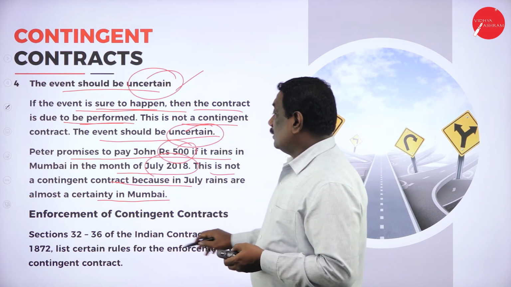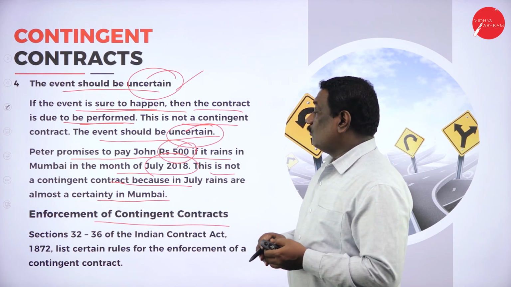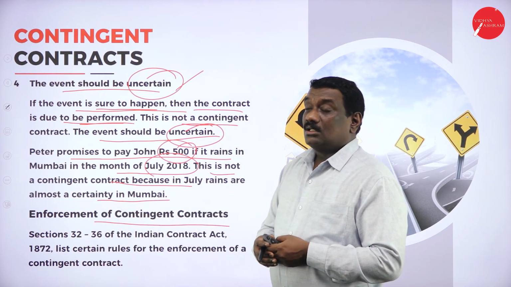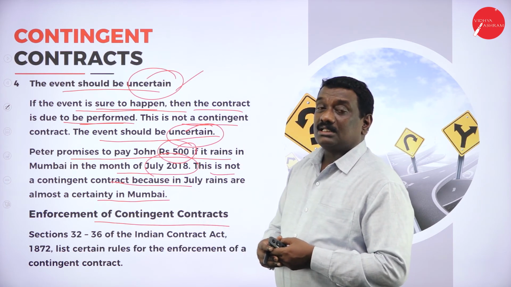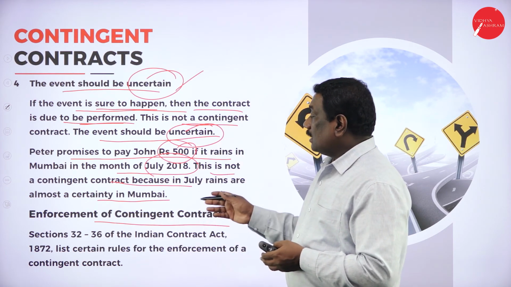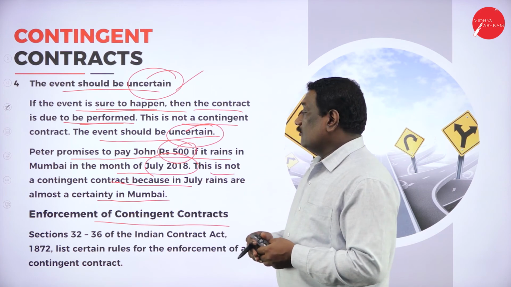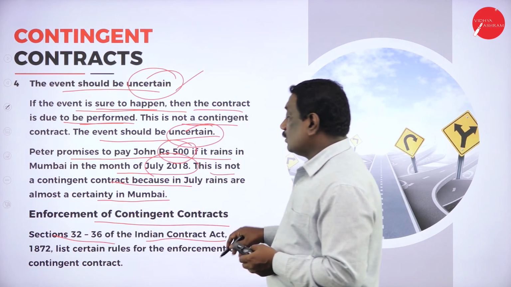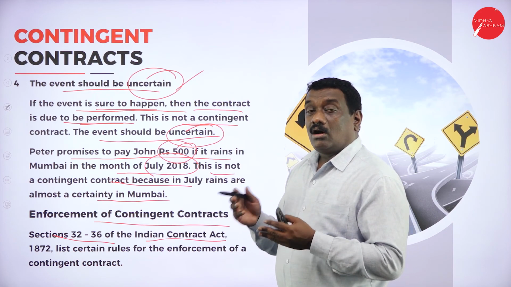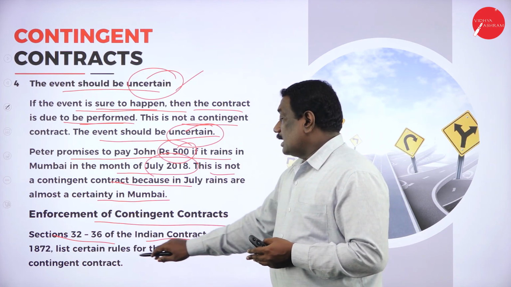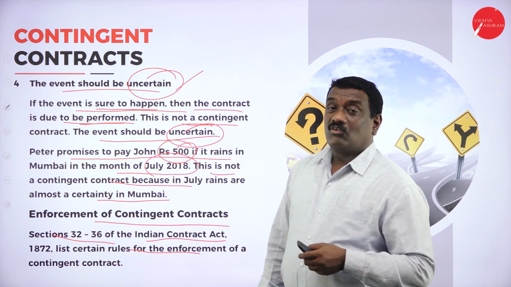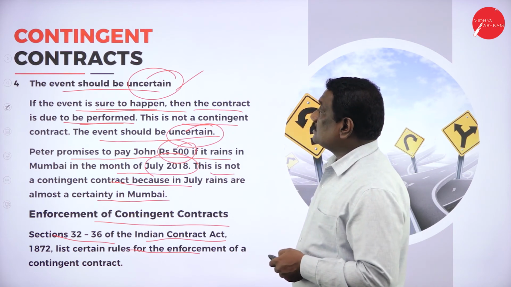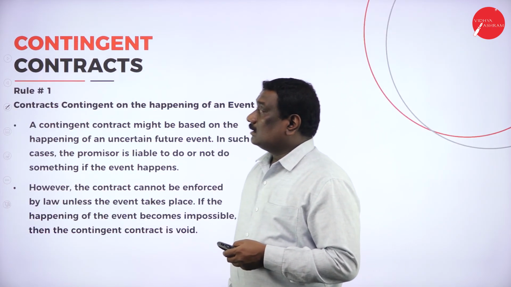So now coming to the enforcement of contingent contracts. Now we have seen all the 4 important essentials of a contingent contract, students. Now we shall go to the next topic, called enforcement of contingent contracts. Under sections 32 to 36 of the Indian Contract Act of 1872, there are certain rules for enforcement of contingent contracts. Let us see one by one.